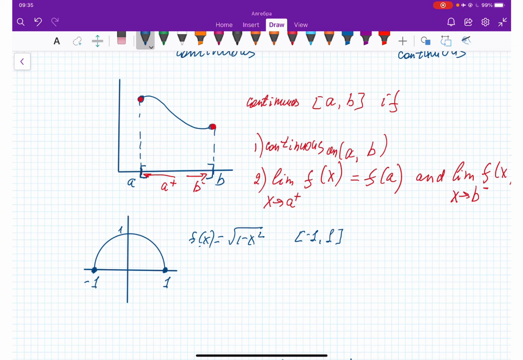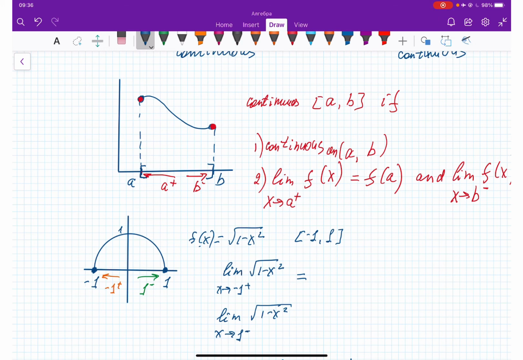Okay, let's see if it's continuous. So we have to take at the point negative 1 approaching from the positive side, and it's going to approach this one from the left, from the negative side approaching. So we are taking limit square root of 1 minus x squared, as x approaches negative 1 from positive side, and then we are going to take limit square root of 1 minus x squared, as x approaches 1 from negative side.